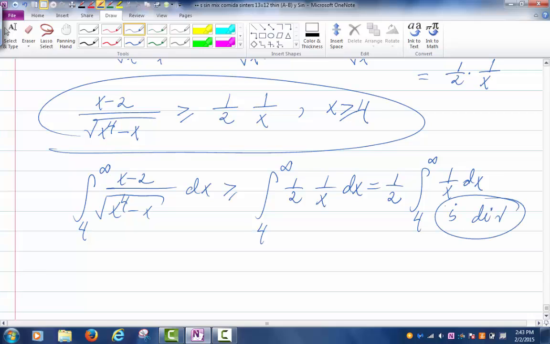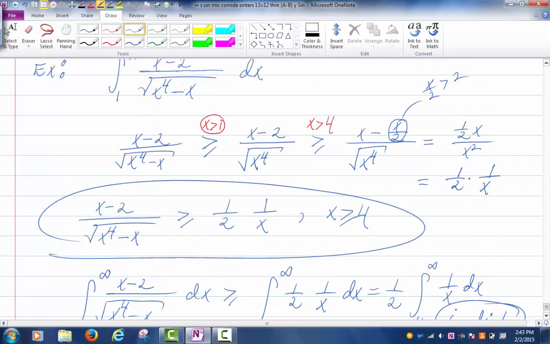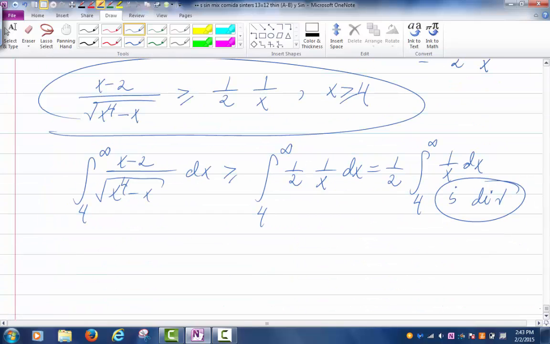This is divergent. This is divergent. Well, that shows that my integral from 4 to infinity is divergent. But what did I want to decide though? Did I want to decide the integral from 4 to infinity of x minus 2 over root of x to the 4 minus x dx? No, I had 1 to infinity, right? Do I have to worry about what's happening between 1 and 4? It's divergent, right? If it was convergent, then I would have to worry about what's happening between 1 and 4 to see if it is convergent. But I already have that 4 to infinity is divergent, so who cares what's happening from 1 to 4? Am I making sense?